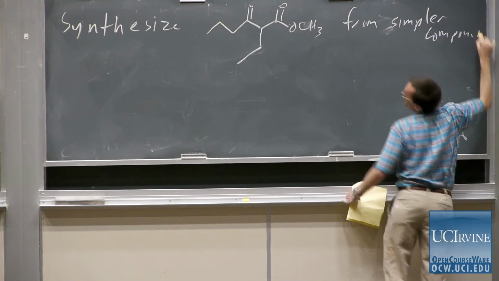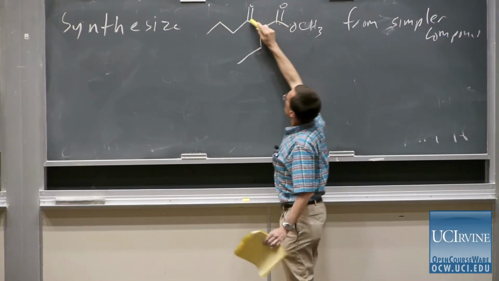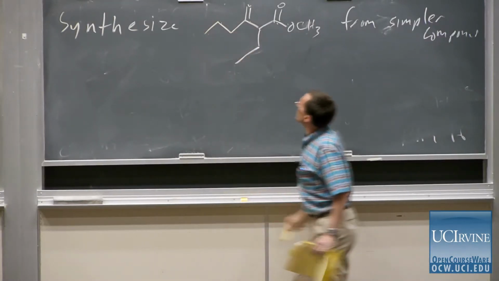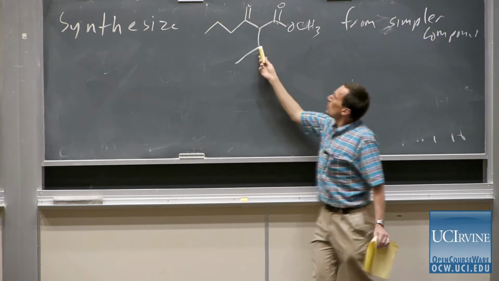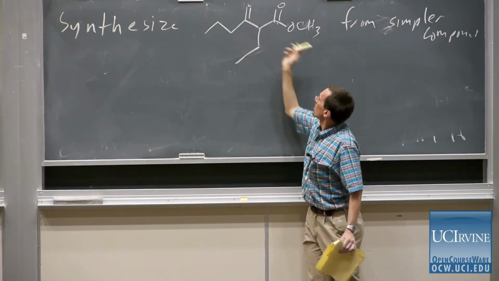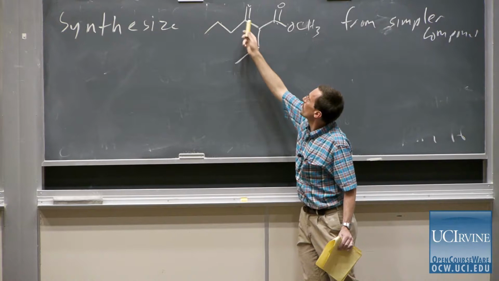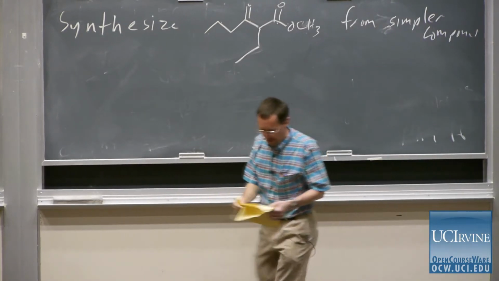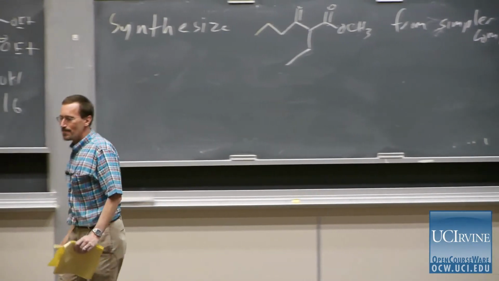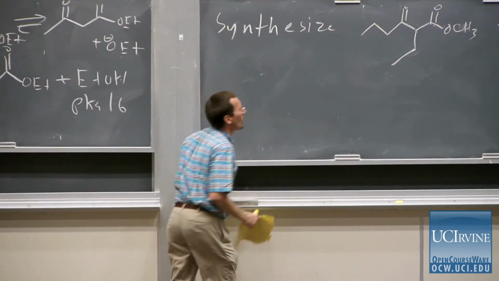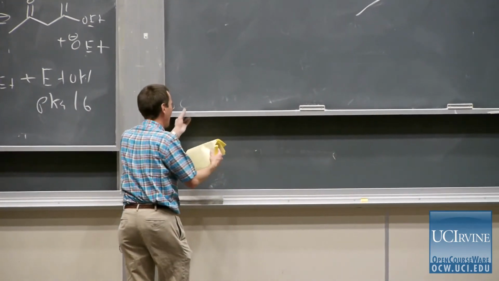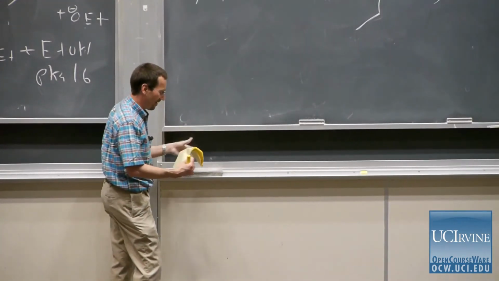You can even name it. What's it going to be? 1, 2, 3, 4, 5, 6. So it's 2-ethyl, 3-oxo, 2-ethyl, 3-oxohexanoate. All right, so synthesize methyl 2-ethyl, 3-oxohexanoate from simpler compounds.